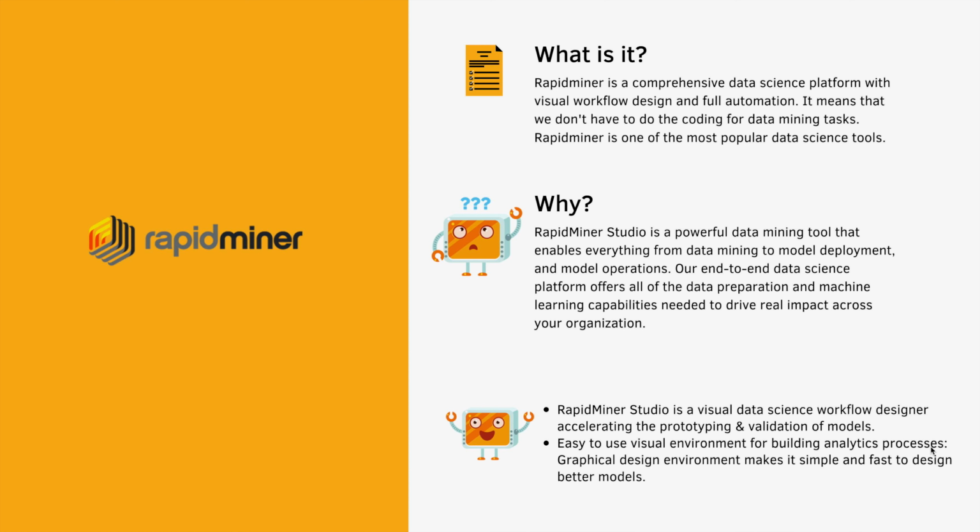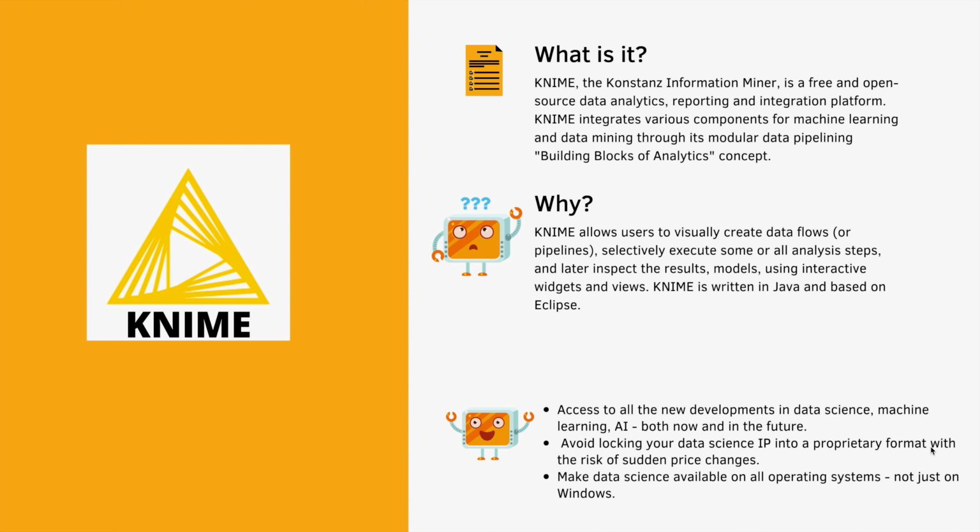The next comes the Nine. I'm not sure exactly if we pronounce it KNIME or Nine, but let's say it's Nine. Nine, the Konstanz Information Miner, is a free and open source data analytics, reporting and integration platform. It integrates various components of machine learning and data mining through its modular data pipelining, building blocks of analytics concept. It allows users to visually create data flows or pipelines, selectively execute some or all analysis steps, and later inspect the results, models, user interactive widgets, and views. It is written in Java and based on Eclipse. So if you are familiar with Java, then I recommend you to go with that.